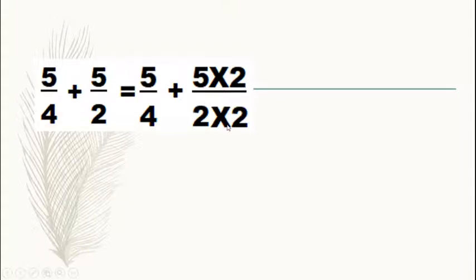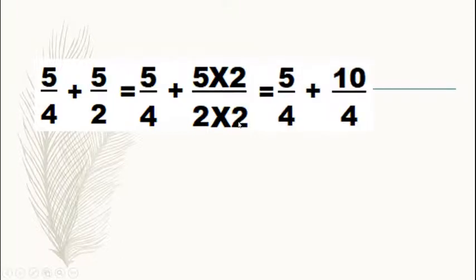So we need to solve now. Copy your 5 over 4 plus 5 times 2, which is 10. 2 times 2, it's a 4. So we got 5 over 4 plus 10 over 4. Can we add them directly now? Yes, because the denominators are the same.